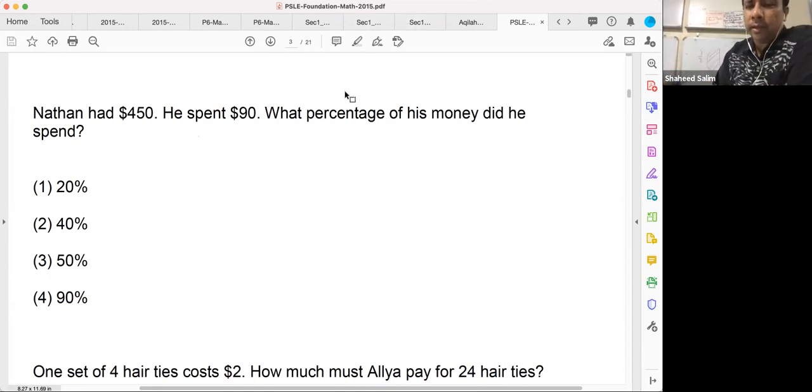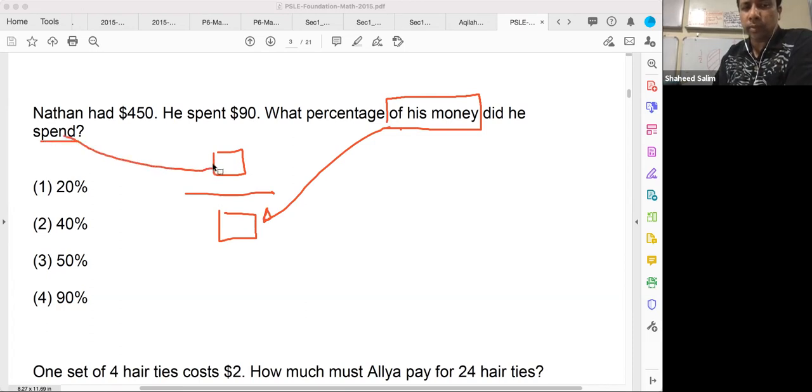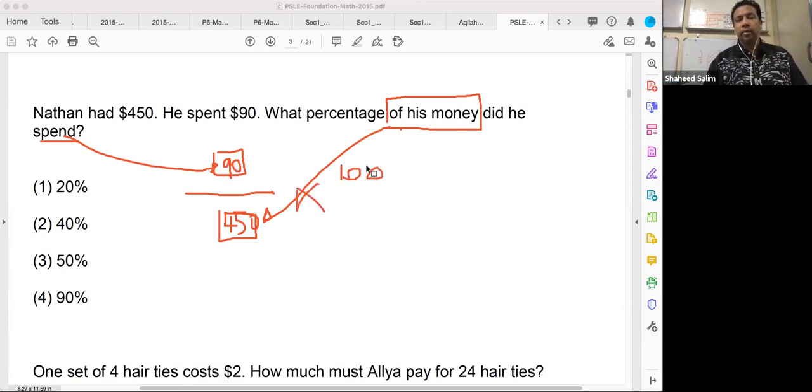First of all, you must remember that percentage is always a fraction. It's something over something. So the first thing to know is, when they ask you the question, do you know what fraction to write? So what percentage of his money? When it says 'of this money', this one is at the bottom. Did he spend? This one goes to the top. You see, when you say 'of' something, this one is 100%. This is at the bottom. So now here you put 450. He spent how much? He spent 90. Just times 100. And you will get it. How much? 20%.